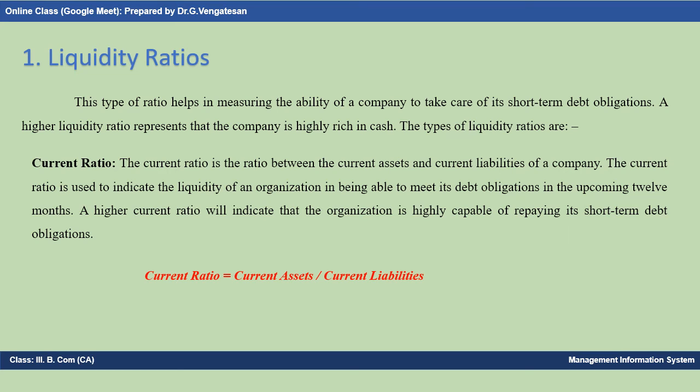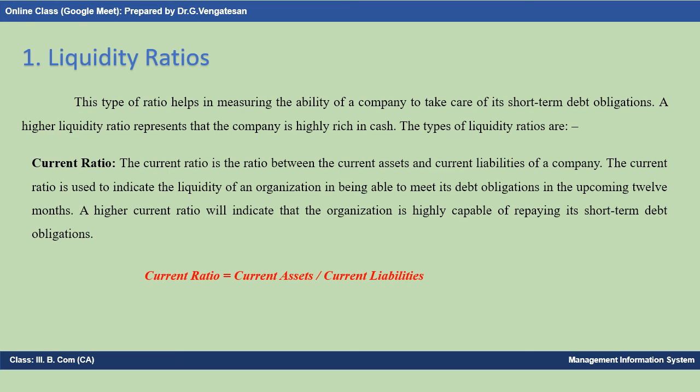And this liquidity ratio has two types, as we said already. One is the current ratio and the other one is the quick ratio. Now we are moving on to the current ratio. The current ratio is the ratio between the current assets and current liabilities of a company.